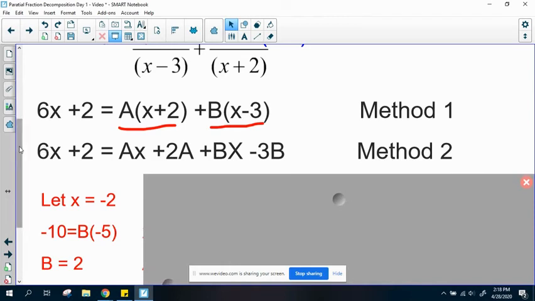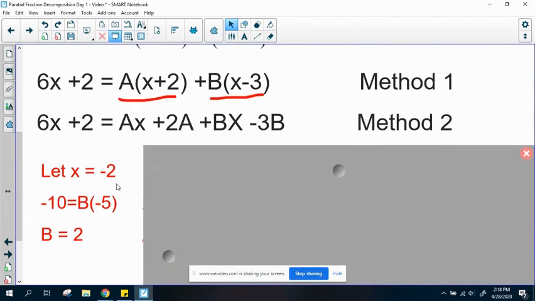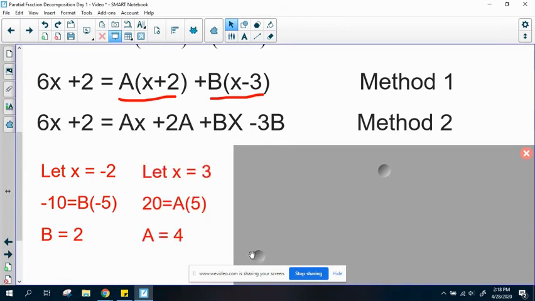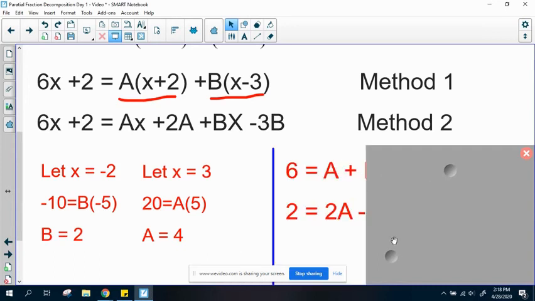Okay. So x is -2. If I plug it into the left side, 6 times -2 is -12 plus 2, -10. And then this would give me -2 minus 3, which is -5. Divide, you get +2. And then if I plug in 3, then the b would go away. 6 times 3, 18, plus 2 is 20, and times 5, divide, you get 4.